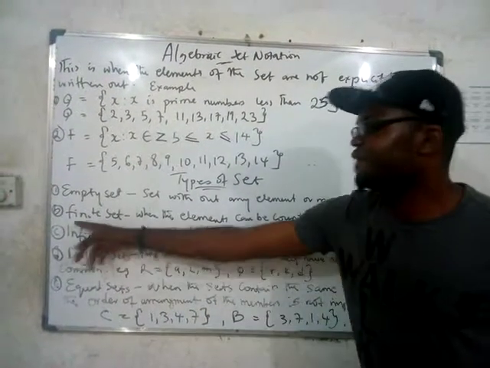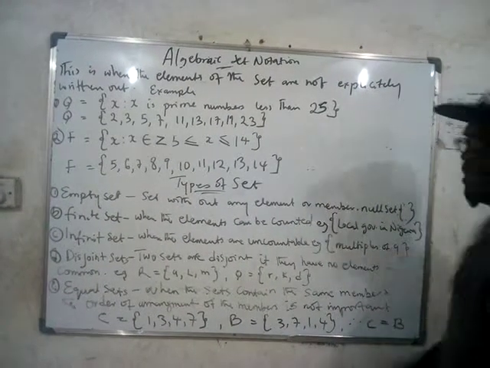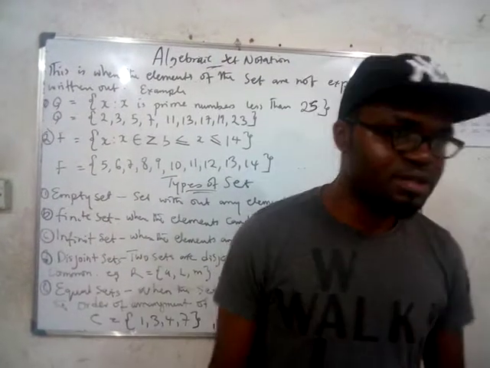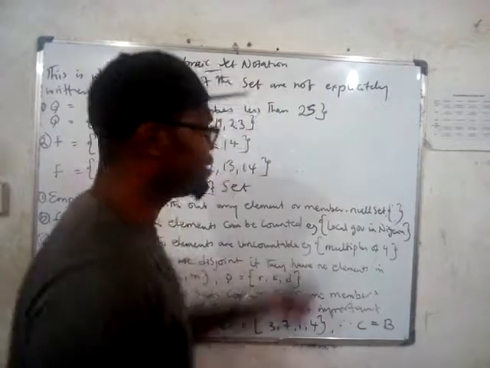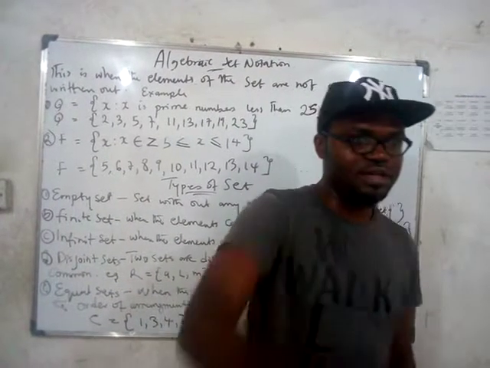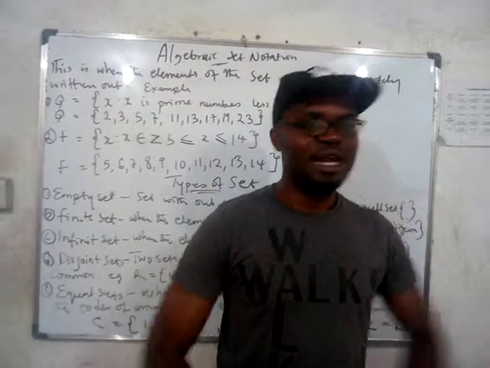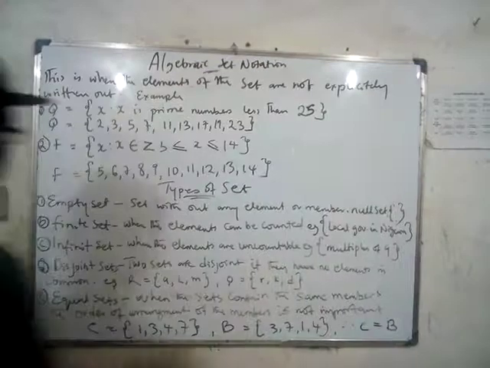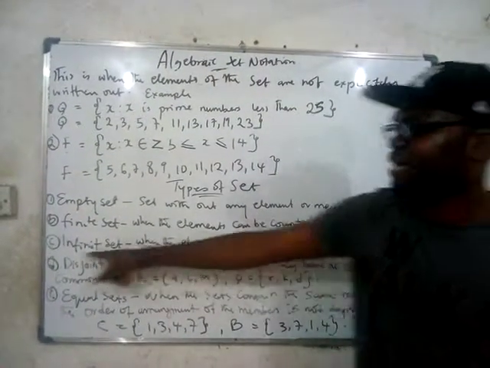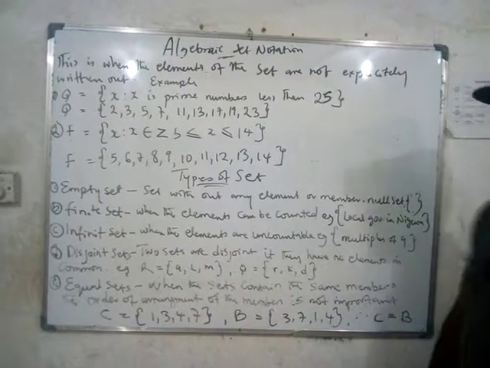Finite set. A finite set is any set that has elements that can be counted, like the set of local governments in Nigeria. How many local governments do we have in Nigeria? 774. So it can be counted, so it's a finite set. Give me another finite set. Number of people in this class. You can count yourself, isn't it? But if I say the set of odd numbers, is it finite? There are plenty of numbers you cannot count. So any set that has elements that cannot be counted is known as an infinite set, like the set of odd numbers, the set of multiples of 9.